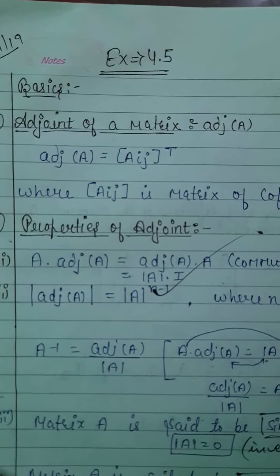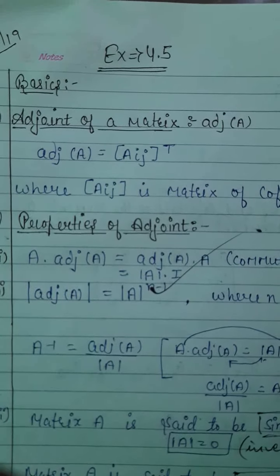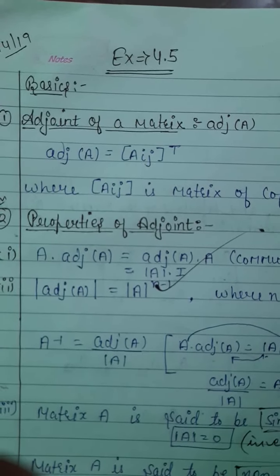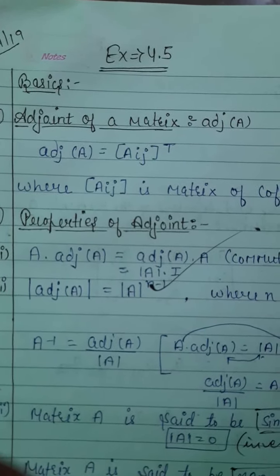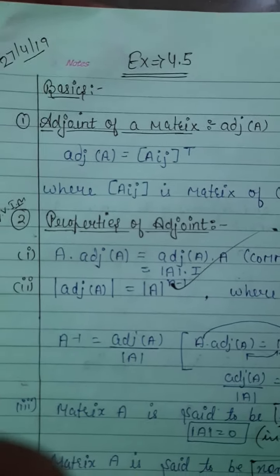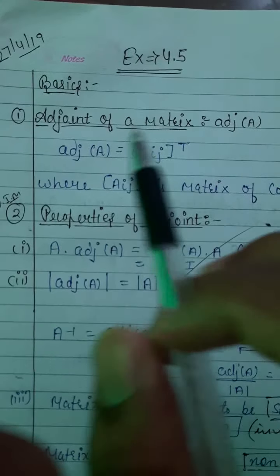In that 4.4 exercise we studied about minors and cofactors. Now in 4.5 we will study about adjoint of matrix and inverse of the matrix. So I am starting from basics. So you can see there the basics.